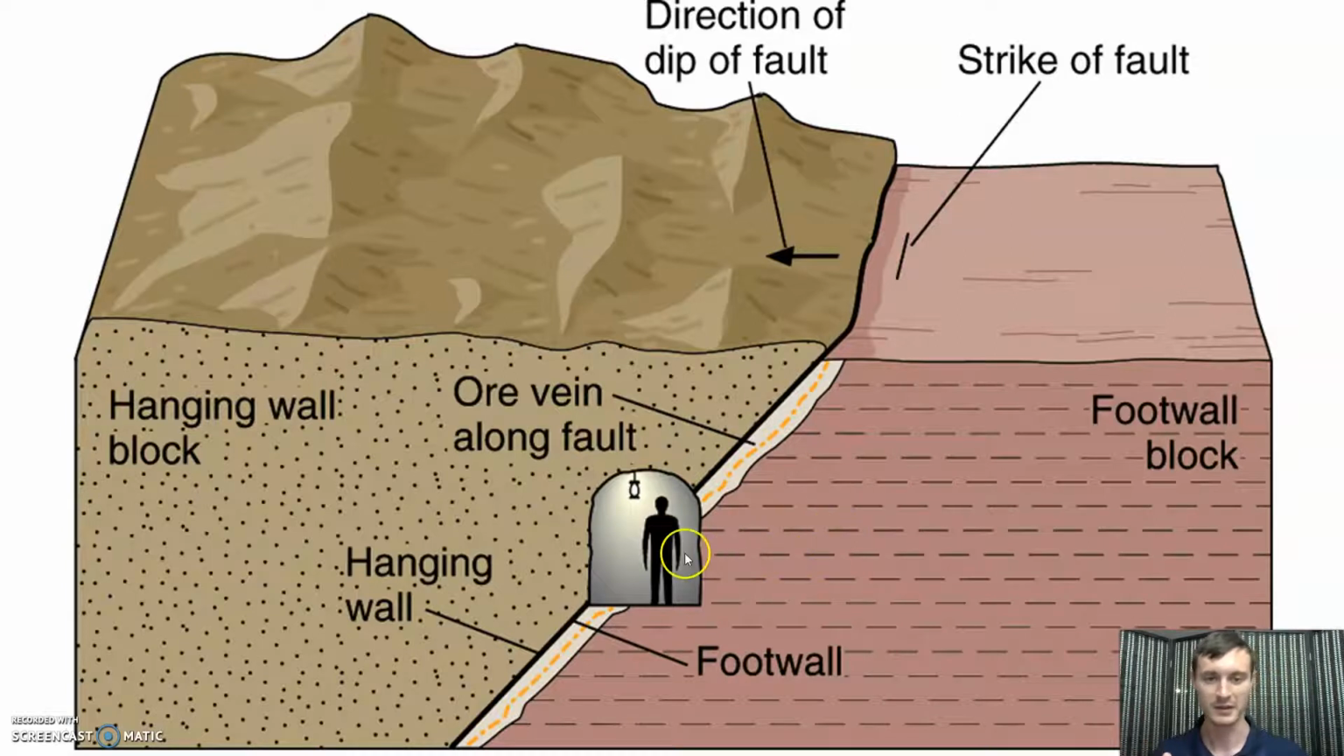Now, you might imagine that you are a miner here, right on the fault. And you look up and you see the hanging wall above you. You could hang a lantern off of it. And below you, you see the footwall where your feet are. So with every fault, we're going to have a hanging wall block and a footwall block.